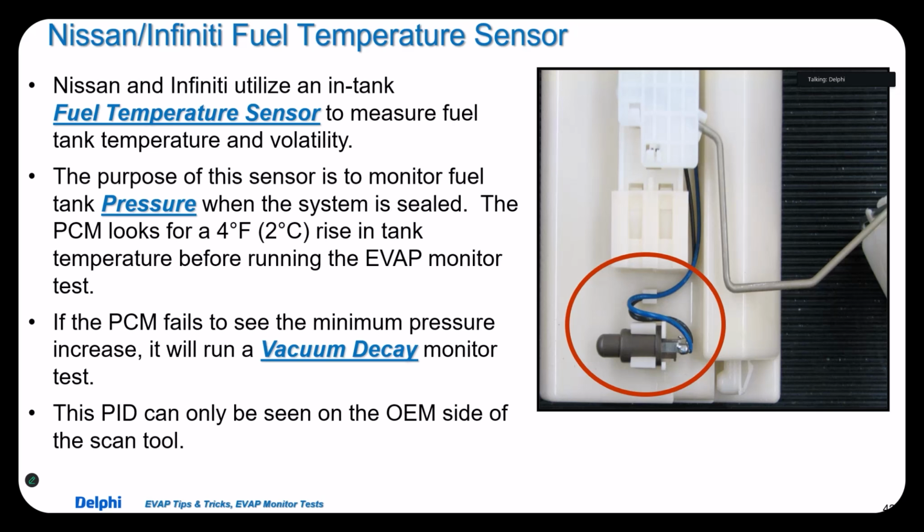So the problem with this is the PID is only on the OEM side of the tool. So if you're doing Nissan, you can do your preliminary checks on one side, but you've got to get into the OE side. This PID will be on all of them. Built in the tank, there's even a bi-directional test for that where you can control it and vary the resistance in the circuit to see if the sensor is there and it's working.